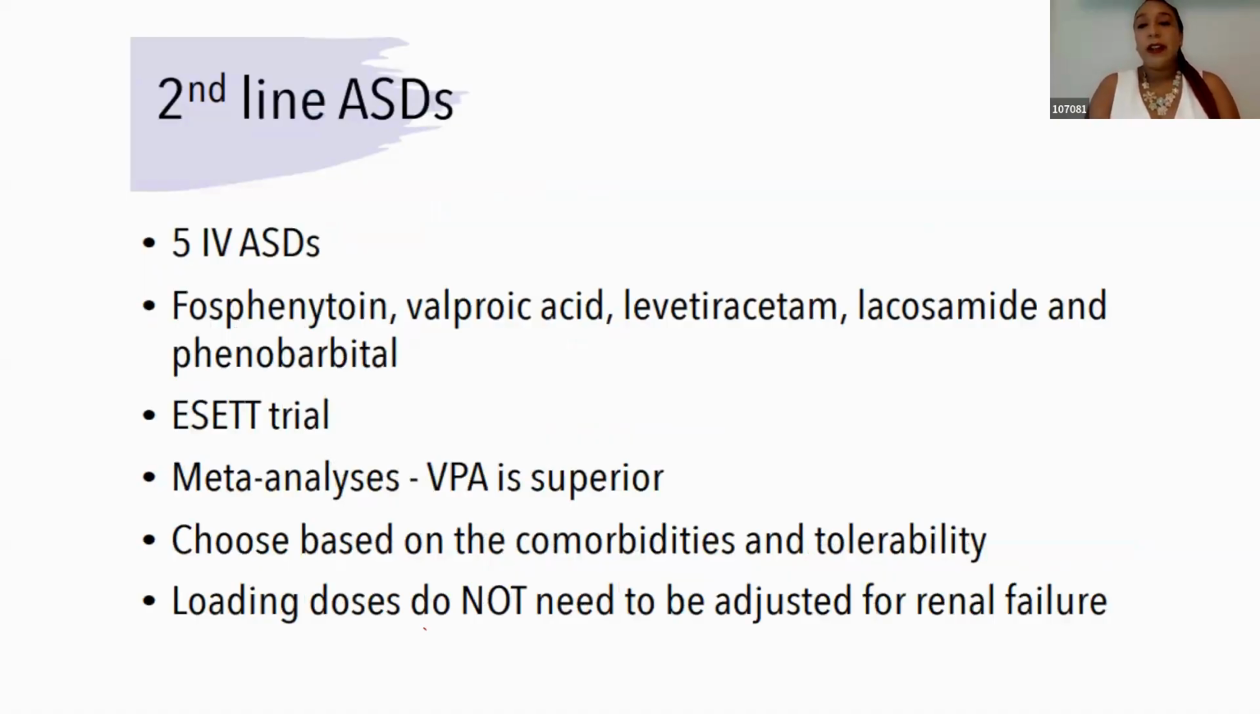So what are our second-line anti-seizure medications? Here we have 5 IV anti-seizure medications: fosphenytoin, valproic acid, levetiracetam, lacosamide, phenobarbital. There was an ESETT trial which basically compared these and said they all work very well, use them as quickly as possible. And then there was a meta-analysis looking at all the different studies that said, oh, wow, valproic acid is more superior than these other medications. But again, do I always go and get valproic acid for my patients or go for levetiracetam, which is Keppra, or do I go to lacosamide, which is Vimpat?